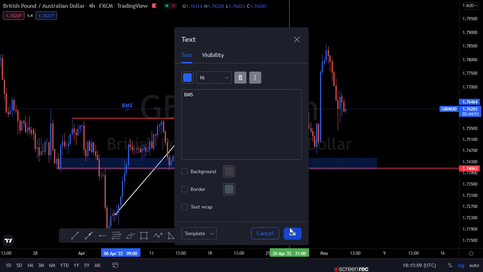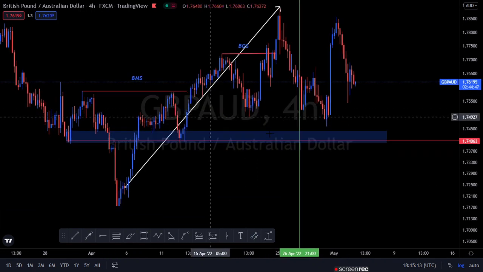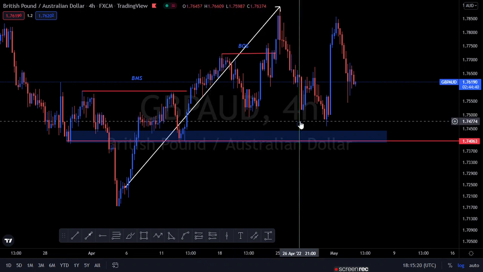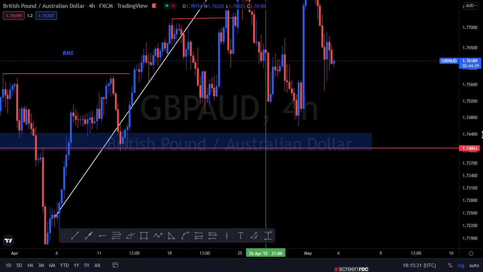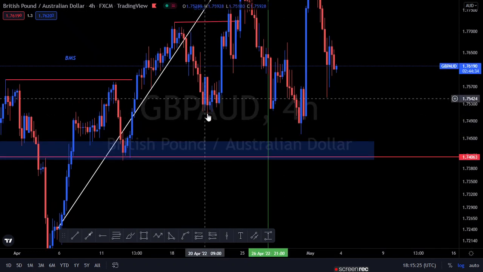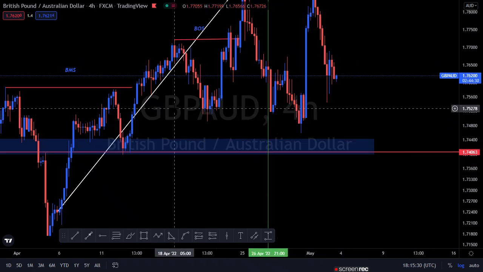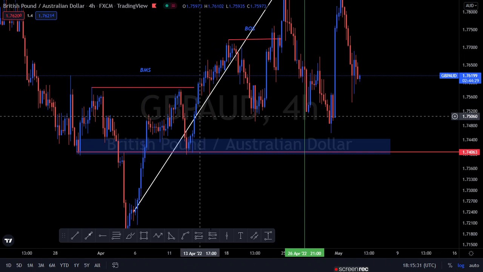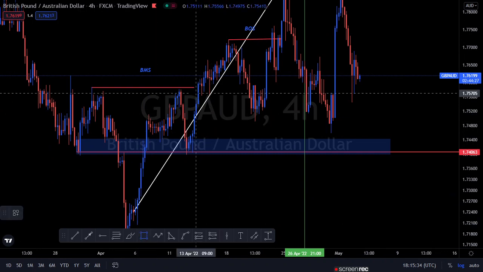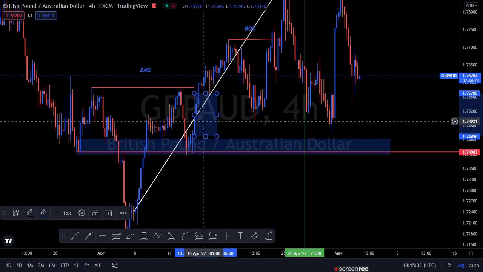Good, good. So now the market came here and then went up again. Okay, so we don't have any valid order block here. This is the zone I'm talking about. From here right down to here. Okay, we don't have any other block here.